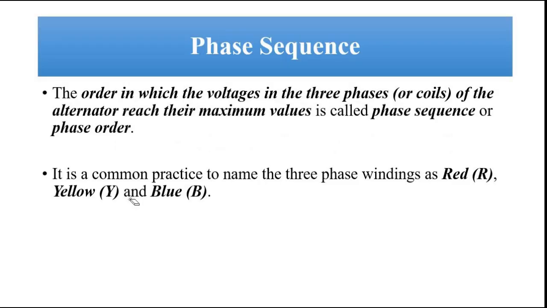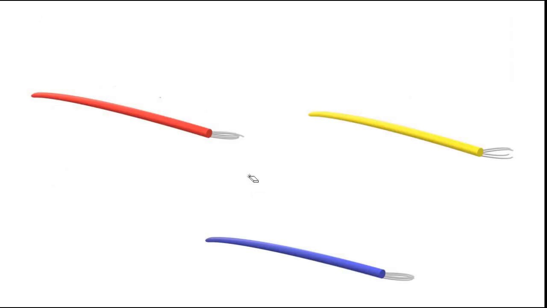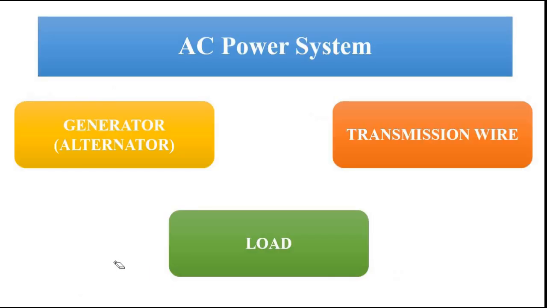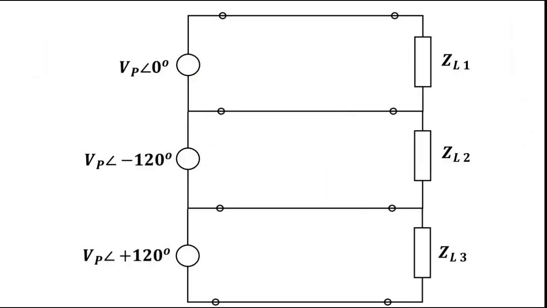Then the phase sequence: the order in which the voltages in the three phases or coils reach their maximum values is called the phase sequence, and it is common practice to name them after the three colors red, yellow, blue. Because these are the colors of the wires which are used, it is easy to recognize which one is connected to which phase. So here, as we all know, this is the general representation of an AC power system, starting from generator, transmission wire and load for the three-phase system.